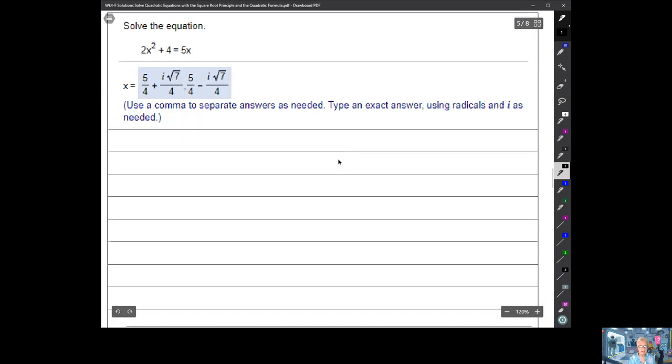Here's another one. 2x squared plus 4 equals 5x. Your linear term is over here. We're going to move it. Minus 5x, minus 5x, so that this is 0. We'll have 2x squared minus 5x plus 4 equals 0.